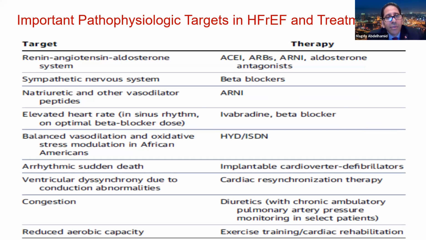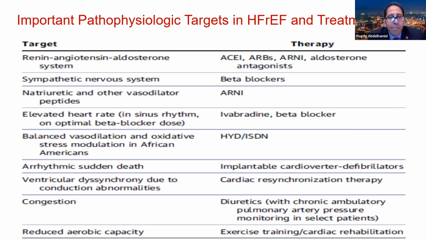So to do that, we have to counteract the deleterious effects of many pathways involved in heart failure. We have to counteract the renin-angiotensin-aldosterone system. So we have ACE inhibitors, ARBs, ARNI, aldosterone antagonists. We have to block the sympathetic system by the use of beta blockers, and to preserve the endogenous natriuretic peptides by using sacubitril/valsartan, or ARNI, and to decrease heart rate using ivabradine in addition to beta blocker.